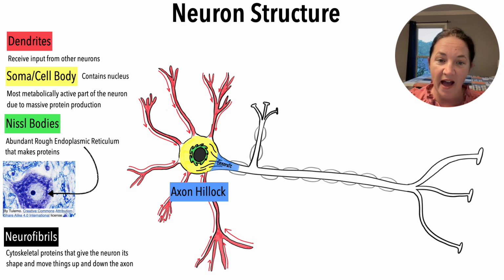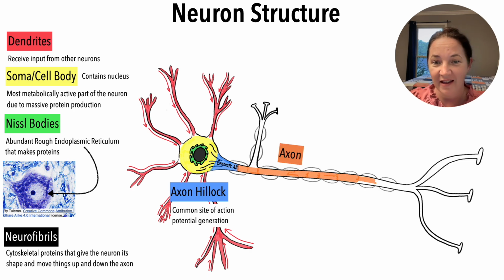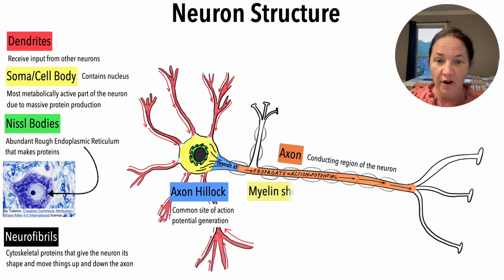Next, I'm coloring the axon hillock. I'm making this blue. This is where an action potential will be generated or initiated. And it's the most common site that we're going to see for action potential generation. Next is the biggest and most prominent looking part of a typical neuron. That's the axon. It's the conducting region of the neuron.